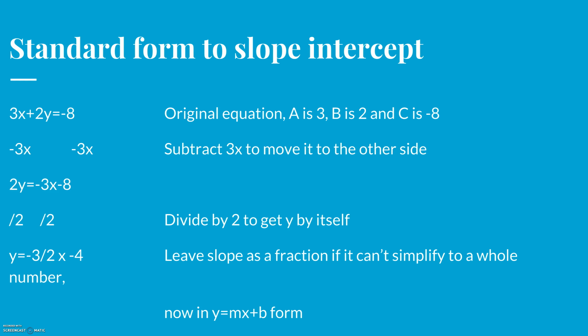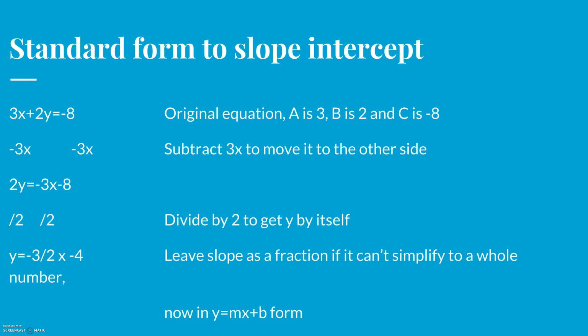Y is just being multiplied by 2. In order to get rid of this 2, since it's being multiplied, we have to divide. What you do to one side, again, you have to do to the other. So 2y divided by 2 is just y. Negative 3 divided by 2 is negative 3 halves. And negative 8 divided by 2 is negative 4. So this now gives us y equals negative 3 halves x minus 4.